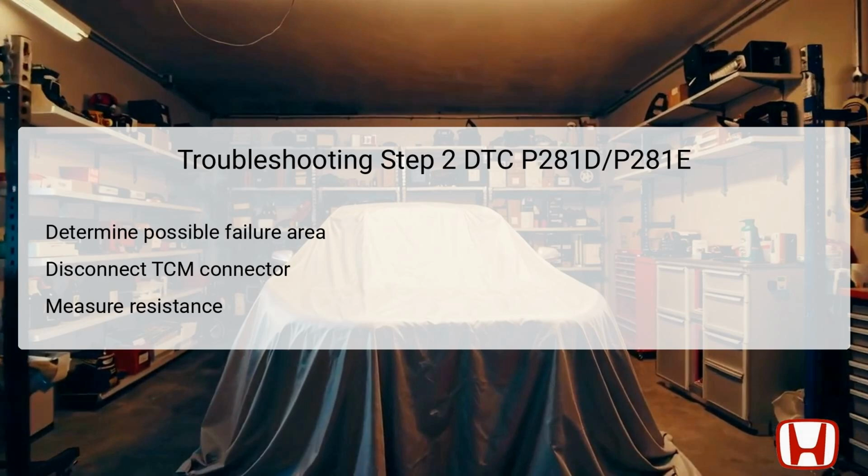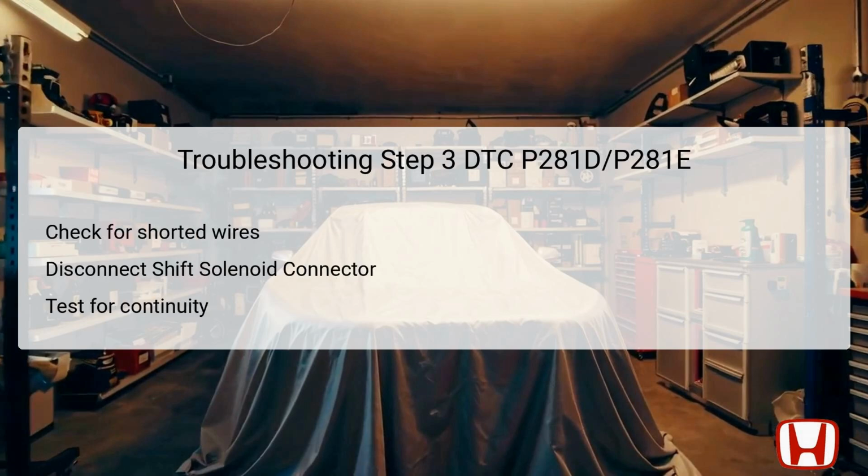If that range is not met, it suggests a need for further investigation, either to replace the TCM or check the wiring leading to it. In the third troubleshooting step, you'll be checking for shorted wires, particularly in the shift solenoid line. Start by disconnecting the shift solenoid valve OP2P connector to ensure that you are focusing solely on the solenoid wiring.